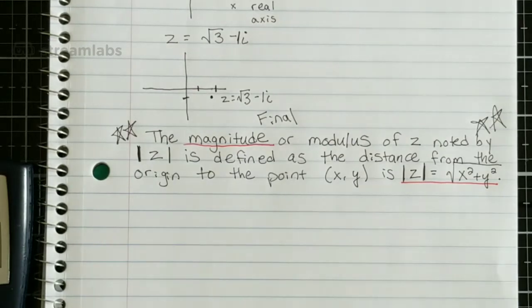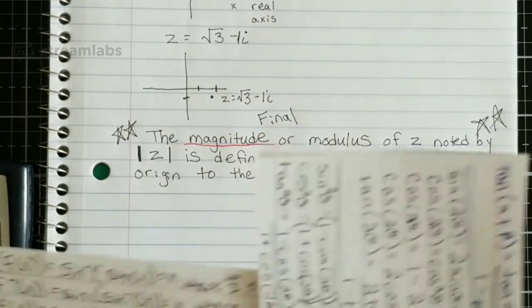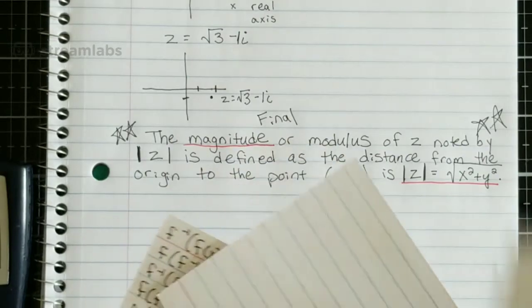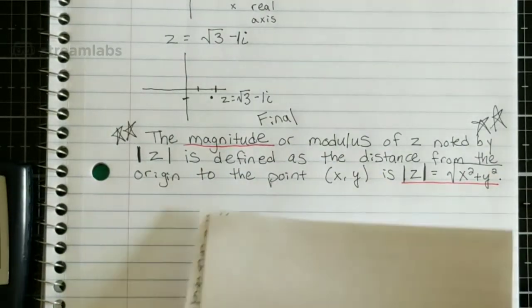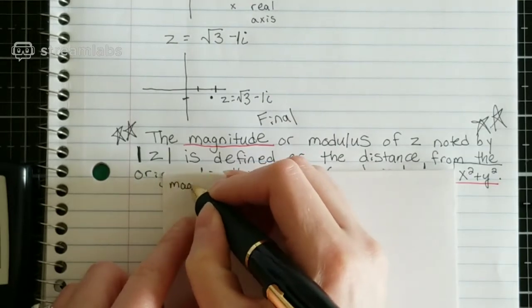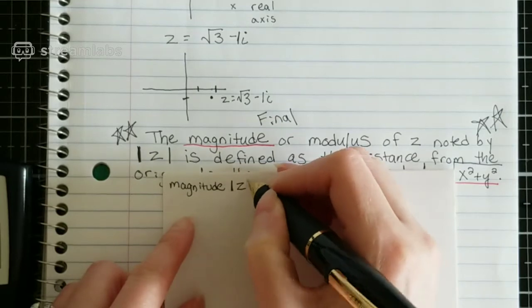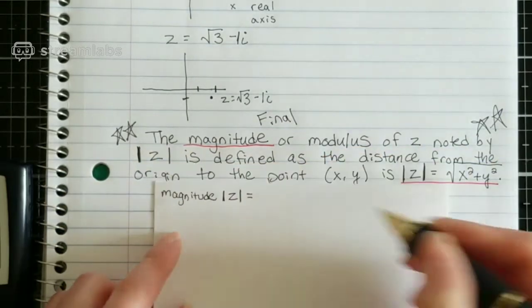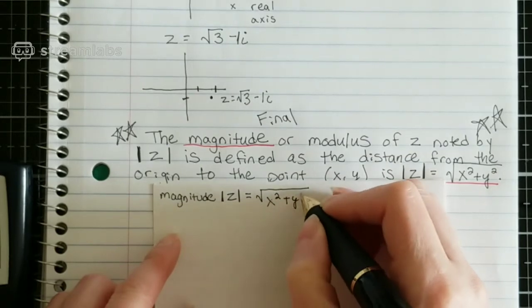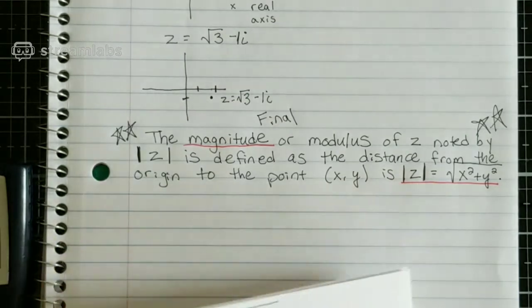All right, so the next one here, and I would put this on your index card. If you still have your index card, I would definitely add that to the index card. Magnitude, and then I would put it like that, equals the square root of x squared plus y squared. So put that on your index card also.